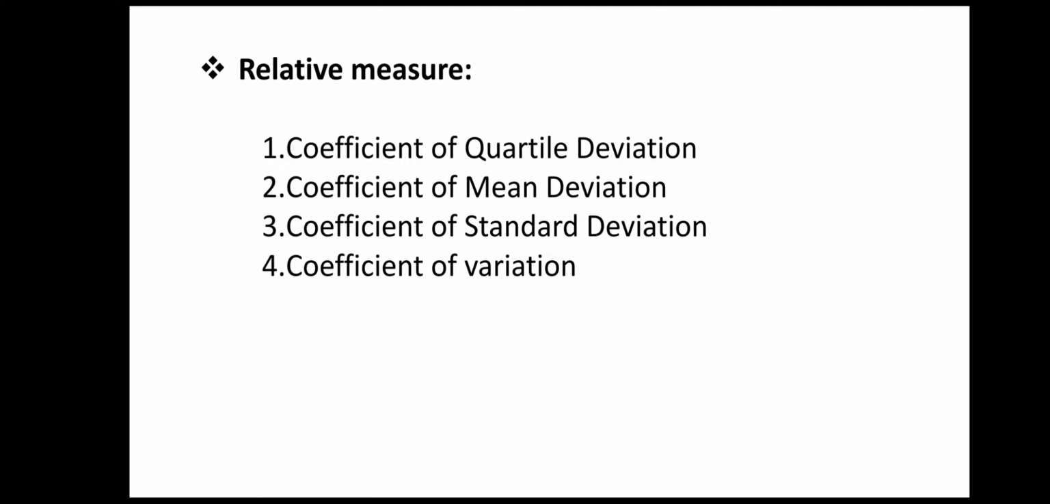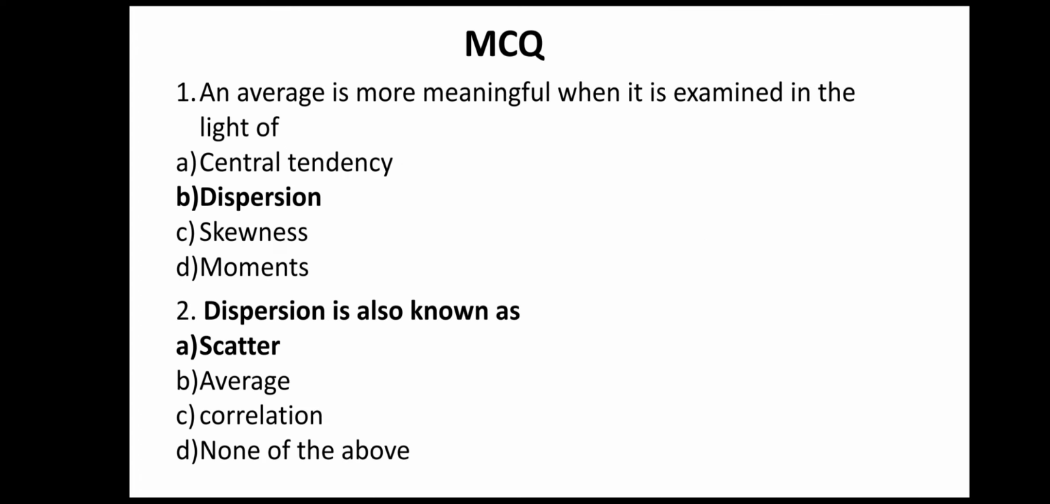Here you can observe, for all the absolute measures we calculate the coefficient. MCQ: from what we learnt, an average is more meaningful when it is examined in the light of central tendency, dispersion, skewness, moments. Means average is not enough, but we have to know the dispersion to get more accuracy. Dispersion is also known as scatter, average, correlation, none of the above.